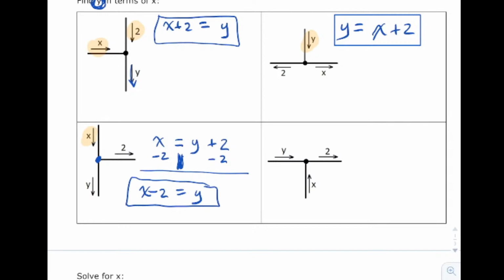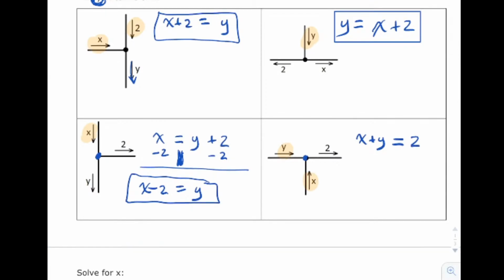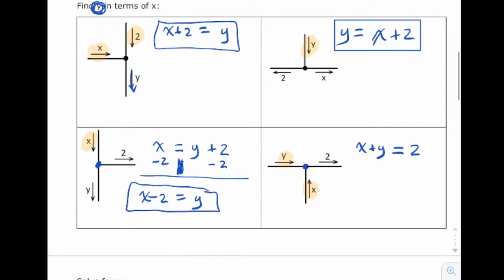Okay, here's another one. What comes in? Well, that's going in, right? Again, we're talking about this junction right here. So I got two flows going into the junction. I've got a flow of X going into the junction. I've got a flow of Y going into the junction. That's my total going in. Leaving is 2.